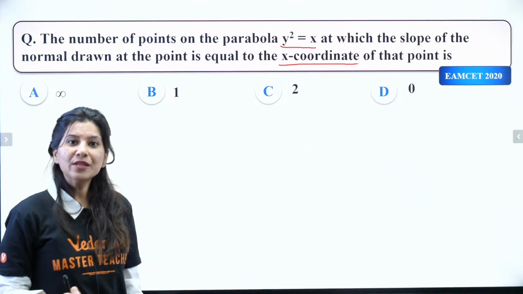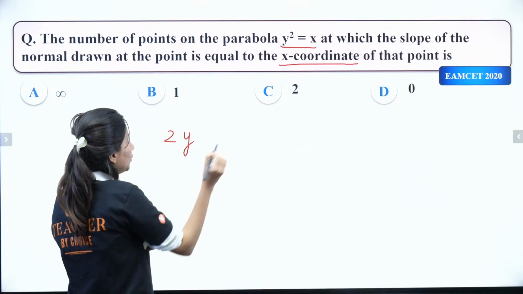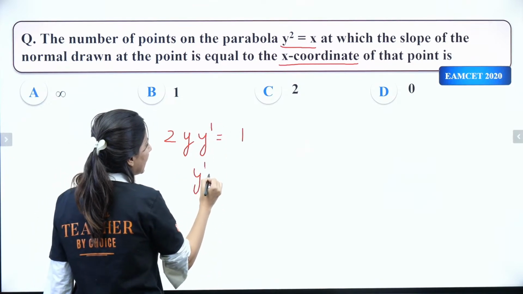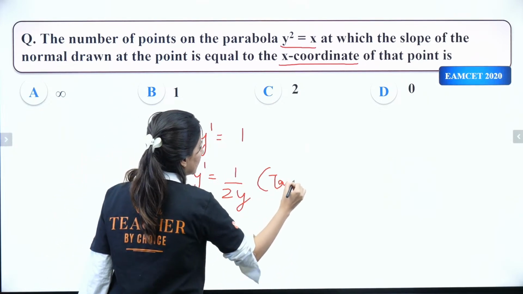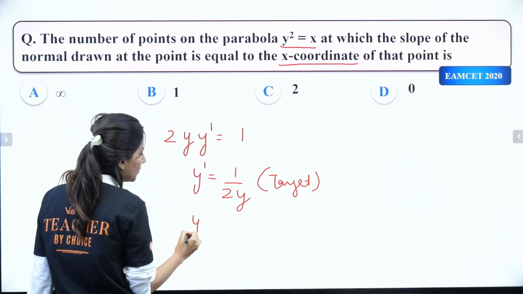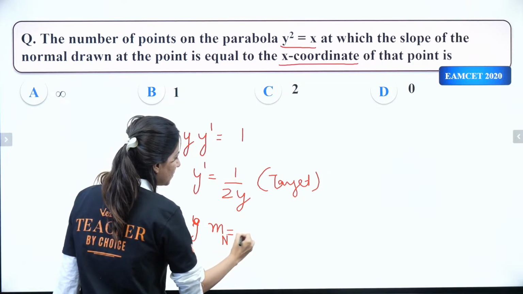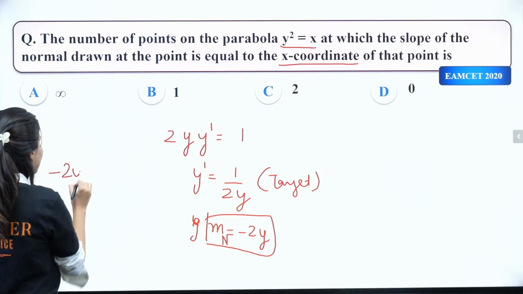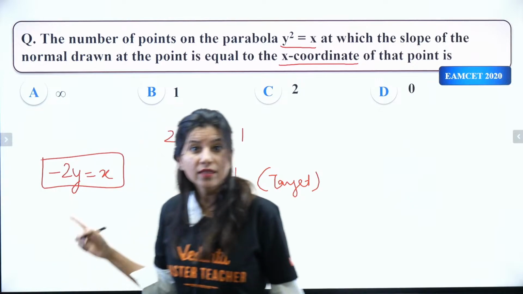So why don't we calculate the slope of the tangent by differentiating y square equals x: 2y y dash is equal to 1. Can you see y dash, which is the slope of the tangent? So the slope of the tangent is 1 upon 2y. The slope of the normal will be minus 2y. And minus 2y will be equal to the x coordinate. So this is what we are getting on the curve.